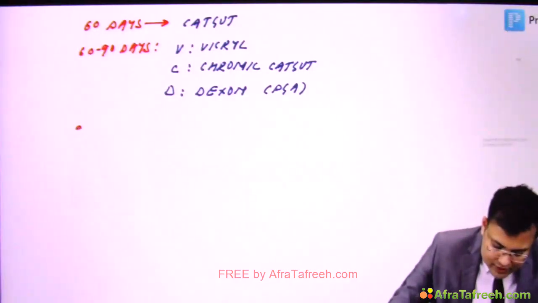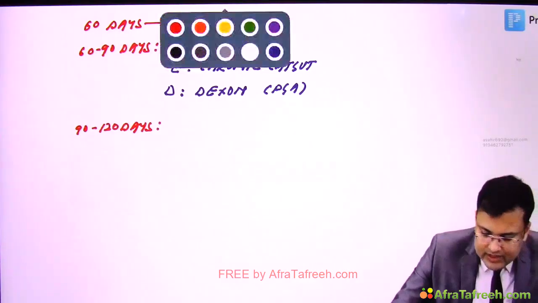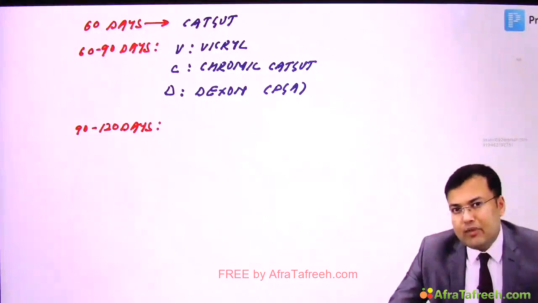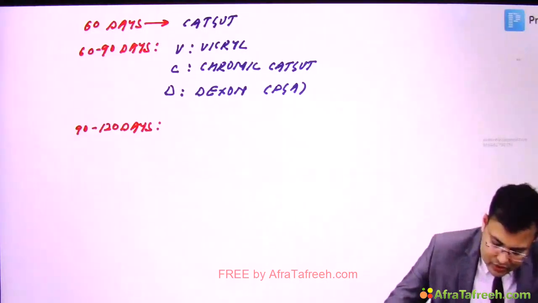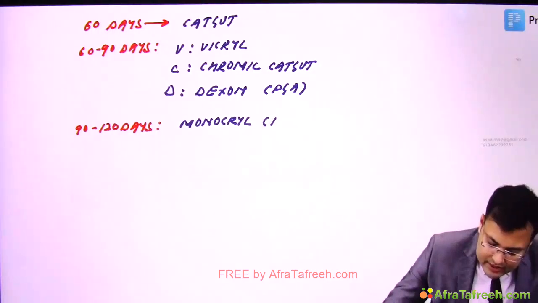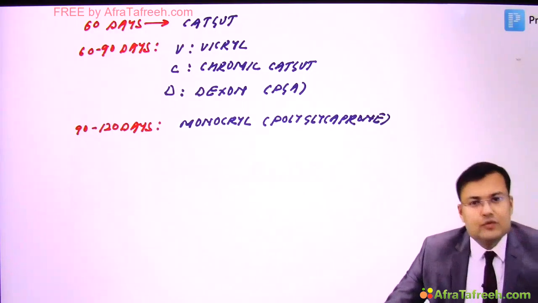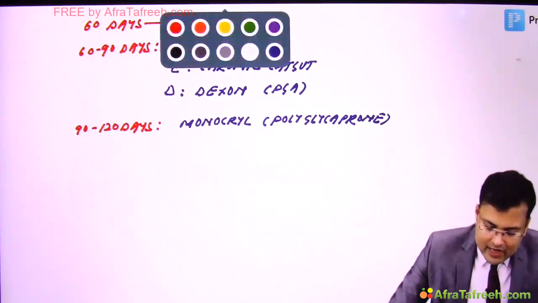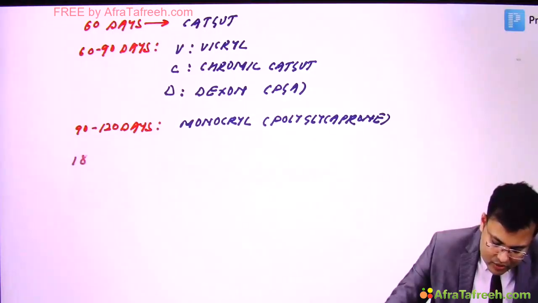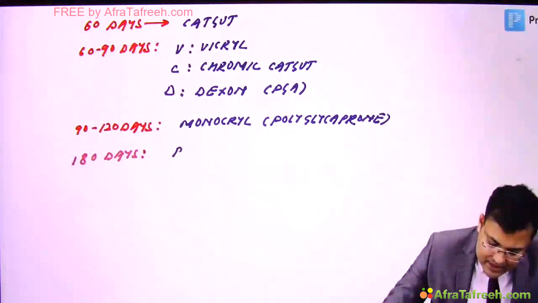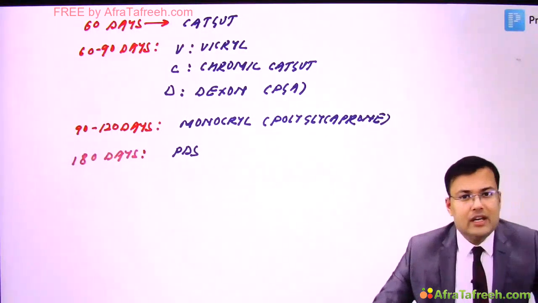Then 90 to 120 days. Clear? We discussed monocryl, also known as poliglecaprone. And what was the question we discussed? That monocryl is used for subcuticular suturing. And 180 days we discussed just now. Which suture is absorbed in 180 days? This is PDS, also known as polydioxanone.